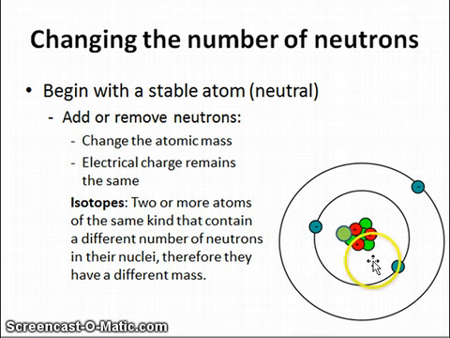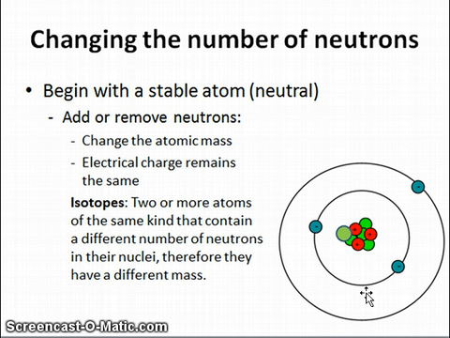So if we compare the atom that we had at the beginning, the neutral atom, it didn't have this extra neutron. And if we compare it to the one we have now, they're both the same type of element. So we have lithium in both cases. However, the mass is different. The atomic mass is different.